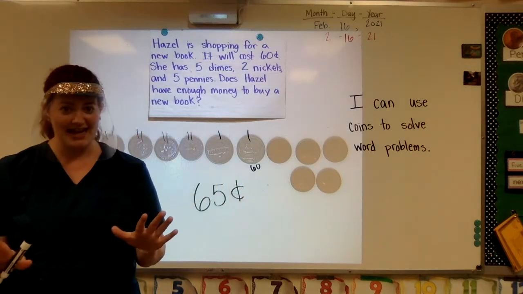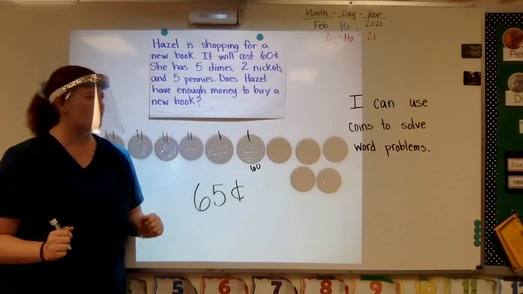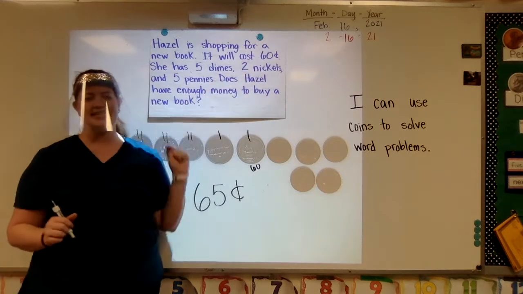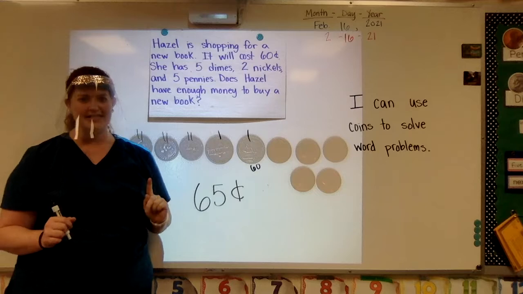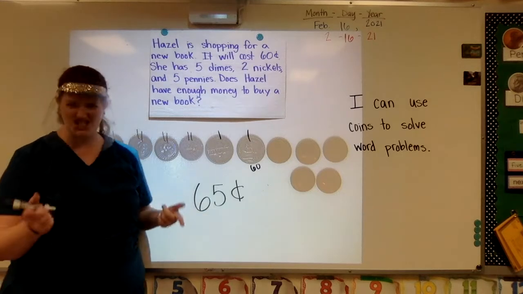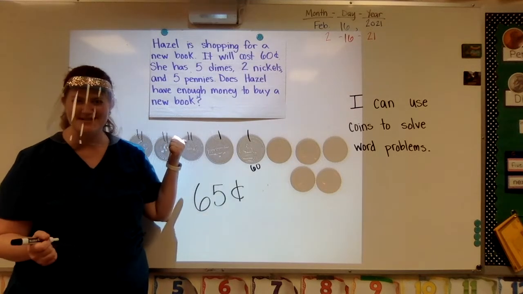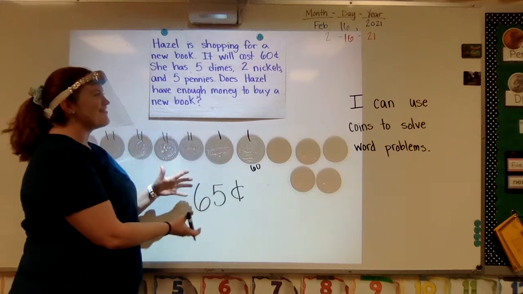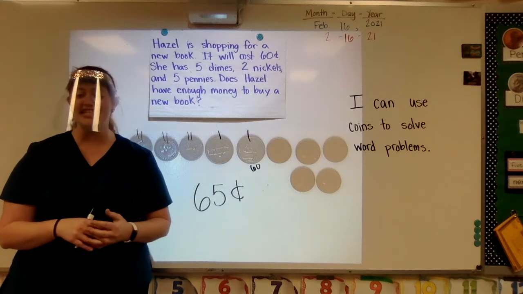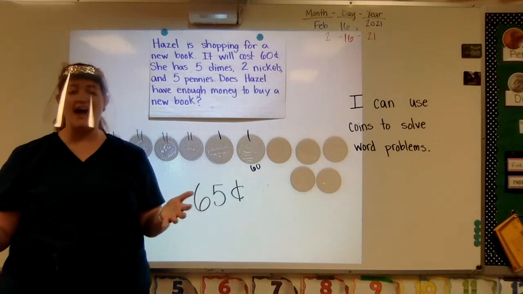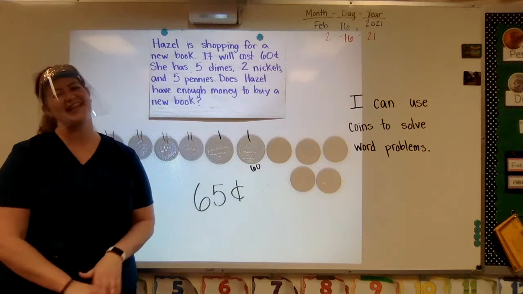Now, I'm not done yet. How much was that new book that Hazel wanted? 60 cents. Wait, if she has 65 cents, does she have enough money to buy that book? Yeah, because 65 cents is greater than 60 cents. So she does have enough money, and she'll even have a little bit left over.